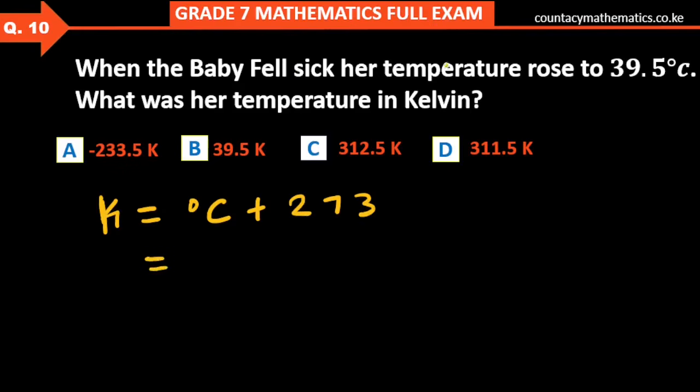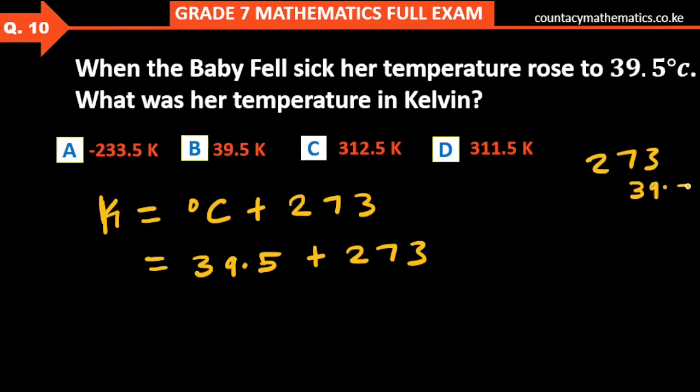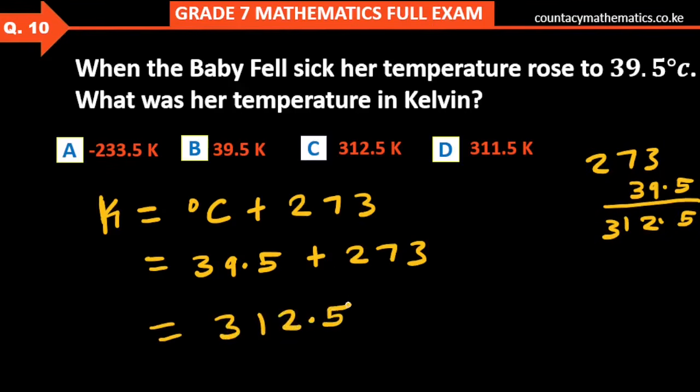We want to convert these degrees to the Kelvin scale. So we pick 39.5, the degrees that we have, and then we add 273. Since I don't have my calculator with me here, you can do 273 plus 39.5. Here you get 0.5. 9 plus 3 is 12, carry 1. We have 7, 10, 1, 3. So here we get 312.5, and this is in Kelvin scale.